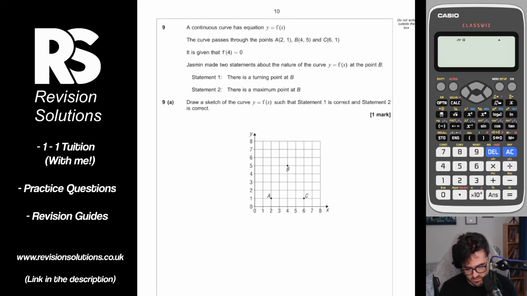Draw a sketch of the curve y equals f of x such that statement 1 is correct and statement 2 is correct. So assuming she's correct, our picture is just going to do what she described, basically. There's a turning point at B, which is also a maximum. So it would just have to be something like this.